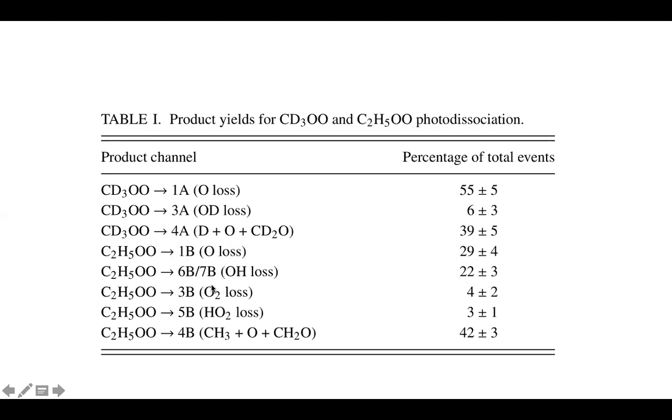About 30% of the channel they found went through that pathway. Most of the channel went through forming methyl plus O plus formaldehyde. That was the most taken pathway. But you can see there's a few different pathways for ethyl peroxy.